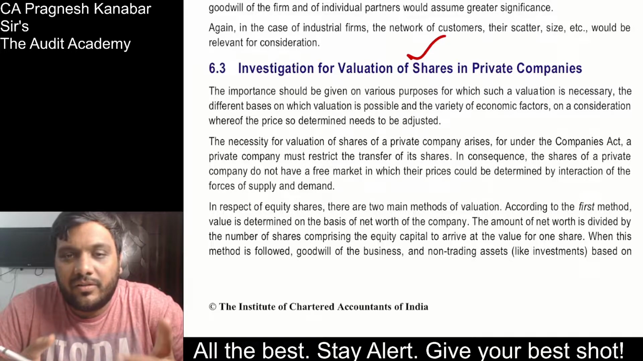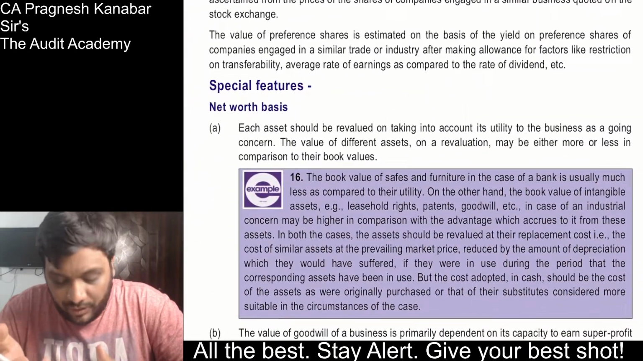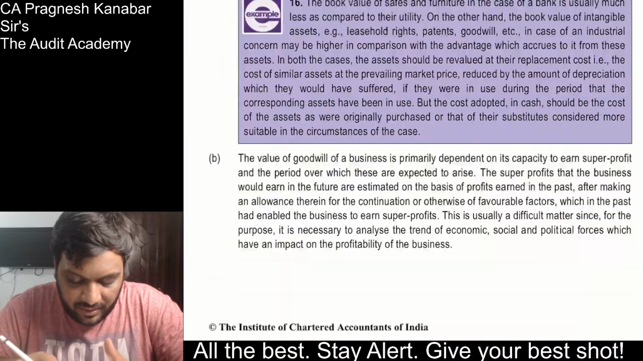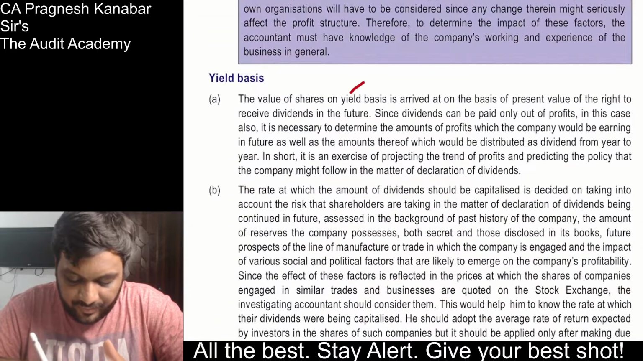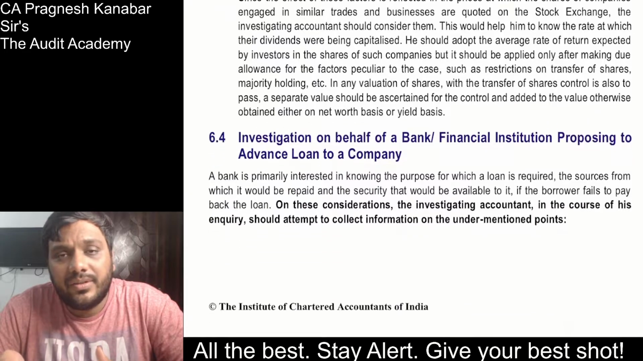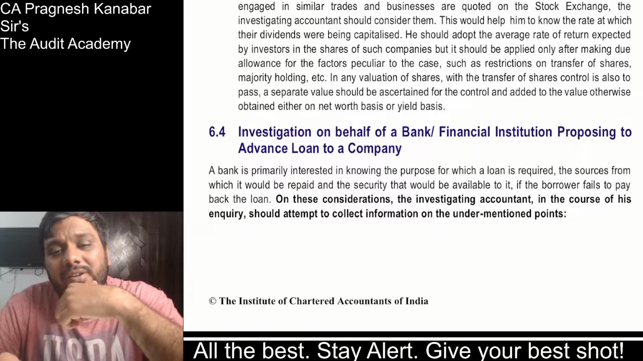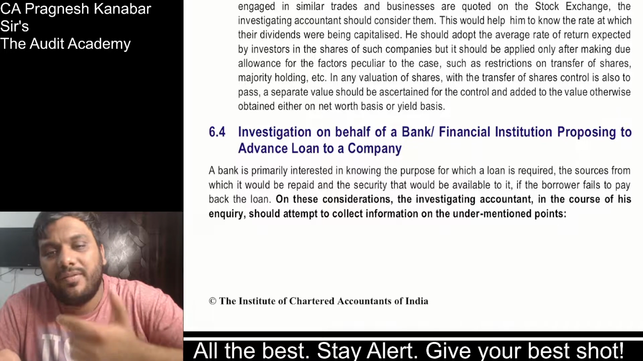All right, so valuation of shares, how it needs to be done: based upon their net worth basis, based upon the future profits that they are going to give, net worth basis, yield basis. So you can easily get through this valuation work. As an investigator, whatever you have studied in your accounts and SFM, that only you are going to investigate.